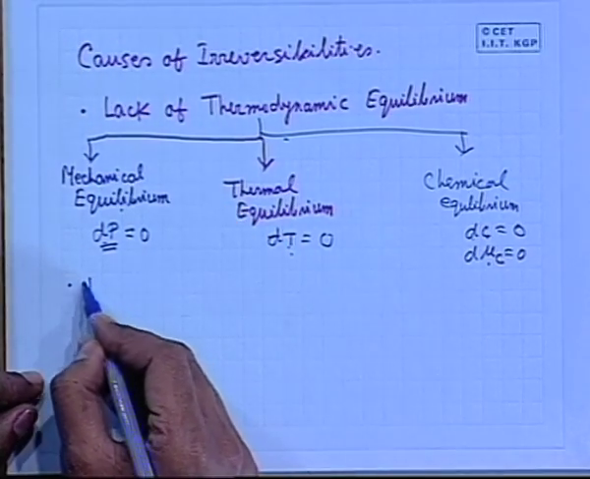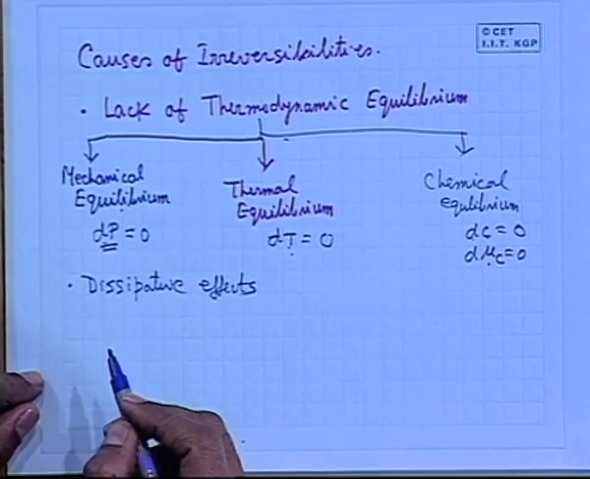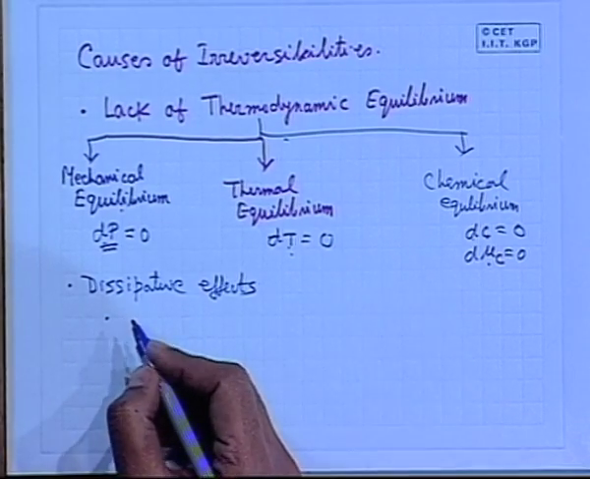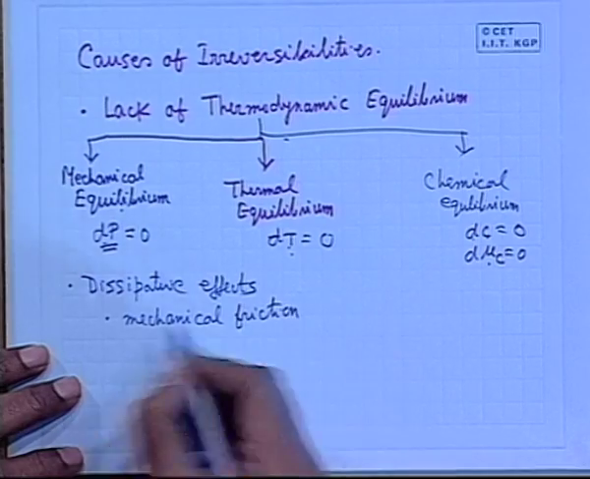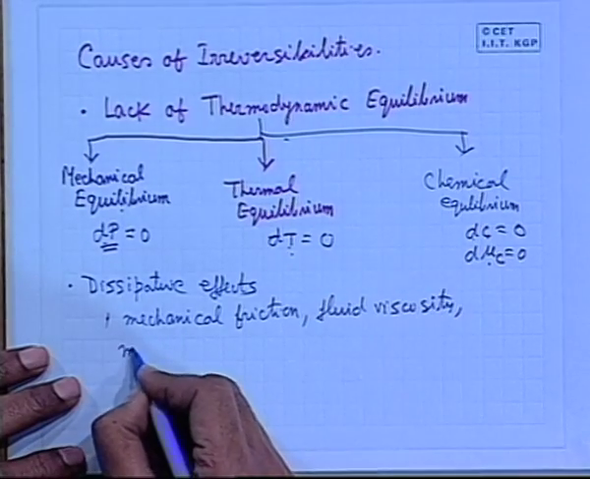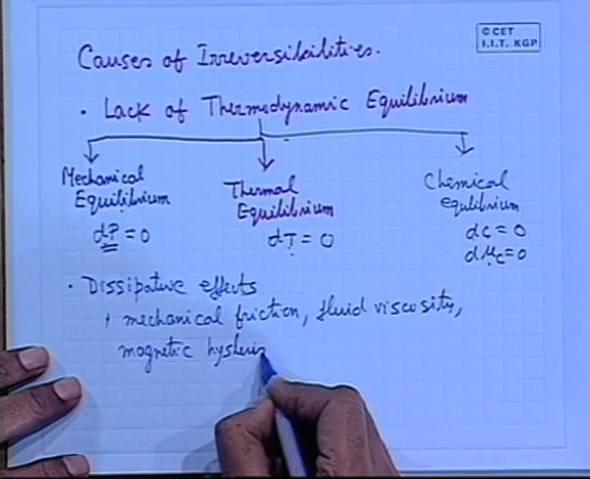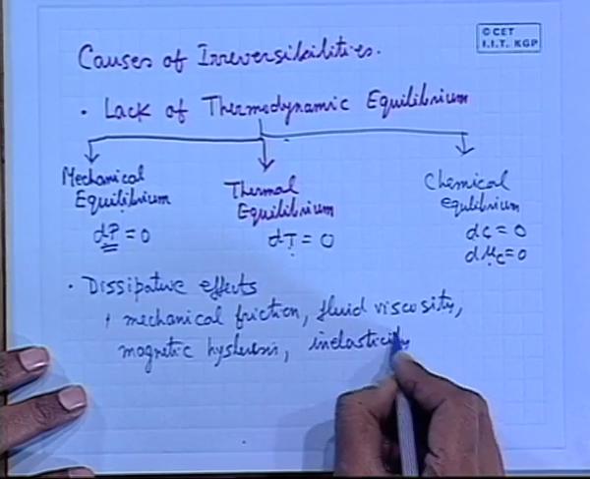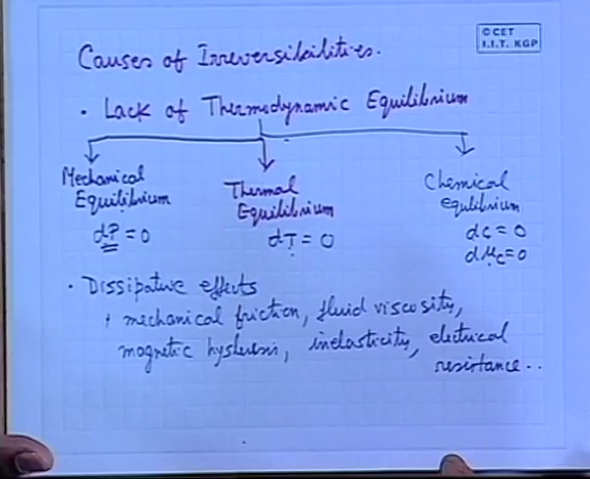Another cause of irreversibility is dissipative effects. You know what dissipative effects are. There are different kinds of dissipative effects, always associated with all natural processes. What are those dissipative effects? Please tell me one or few. Friction, very good, mechanical friction. Please tell a few others. Fluid viscosity, very good. Magnetic hysteresis, very good. Then inelasticity, electrical resistance, and so on. So, there are a large number of dissipative effects associated with natural processes.